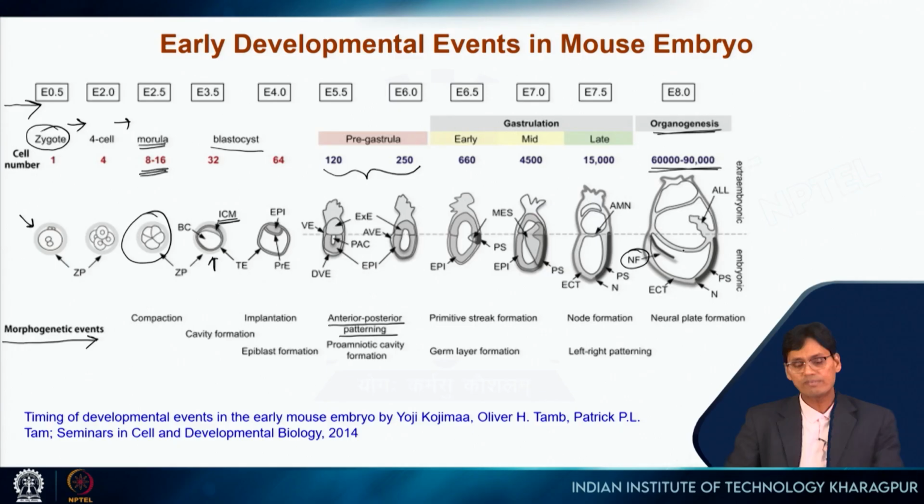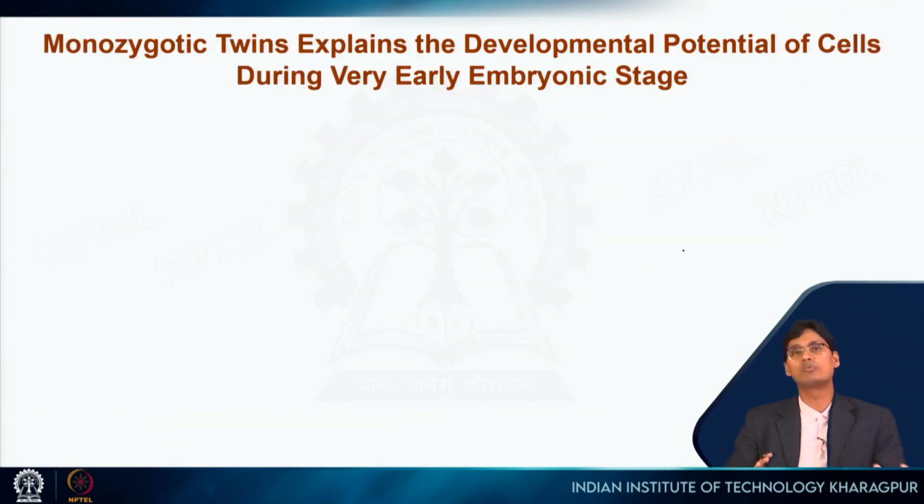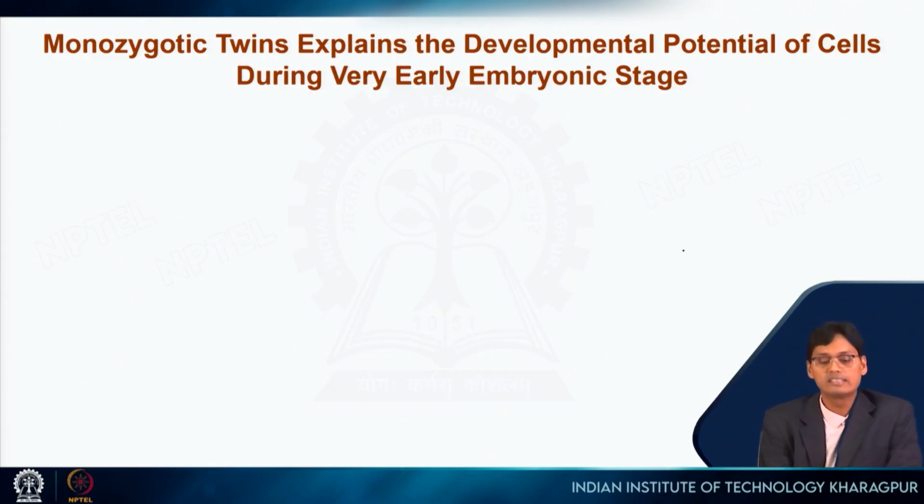Now, whatever I mentioned, that at the beginning 8 to 16 cell stage, they have potential to make anything. But in case of Drosophila, that is not possible, because those are already defined in the egg itself before the fertilization. Now, in order to corroborate whatever I explained in the last slide, I will give you a real life example. For example, monozygotic twins explain the developmental potential of cells during very early embryonic stage.